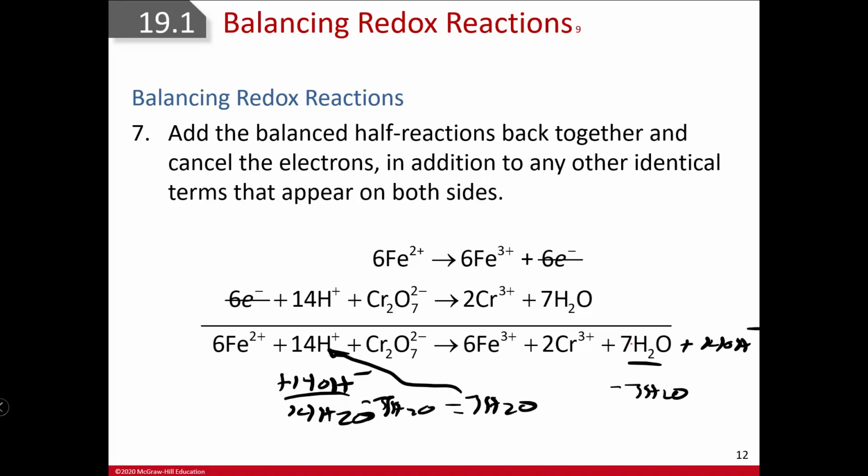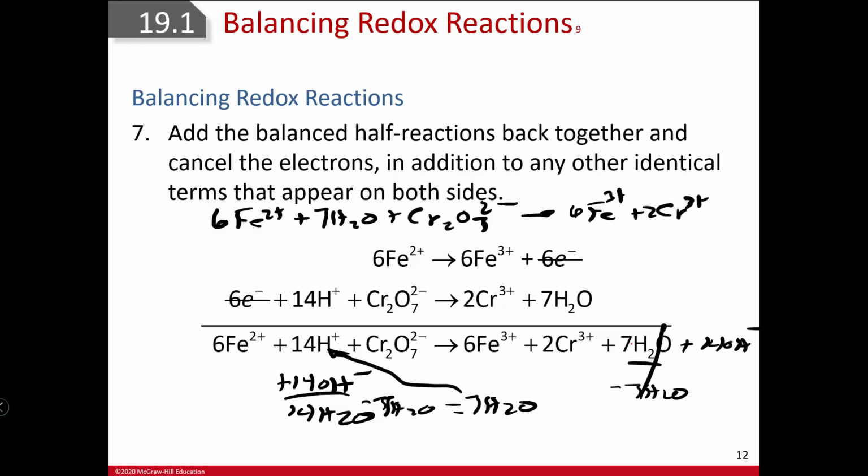Let me rewrite this. So my final answer in a basic solution would be 6 Fe2+ ions plus 7 waters plus a dichromate ion. Yeah, my 7s aren't too great. Forms 6 Fe3+ ions, 2 Cr3+ ions. These waters are gone, and then I would have plus 14 hydroxide ions.